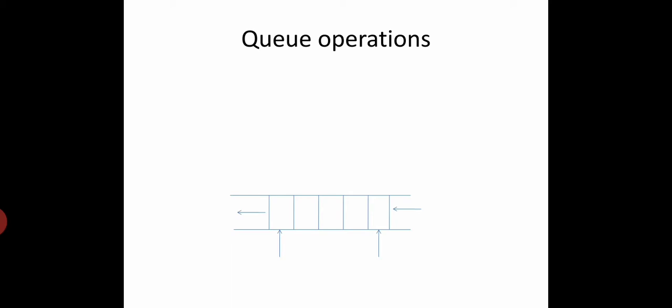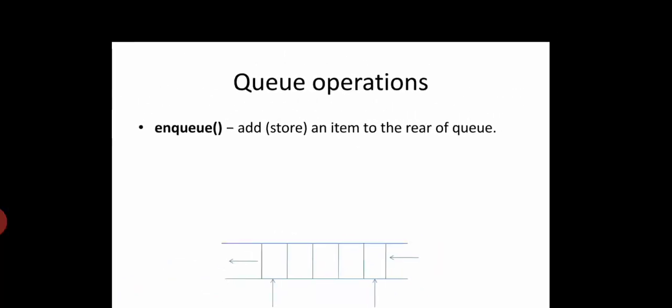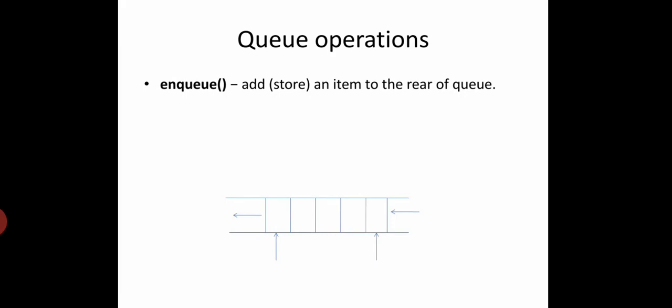Okay, in queue operations you can see Enqueue. What are the queue operations? That is Enqueue. Enqueue means storing an item, inserting or adding the elements into the queue. At which end? At the rear end of the queue. So Enqueue means add or store an item at the rear end of the queue.